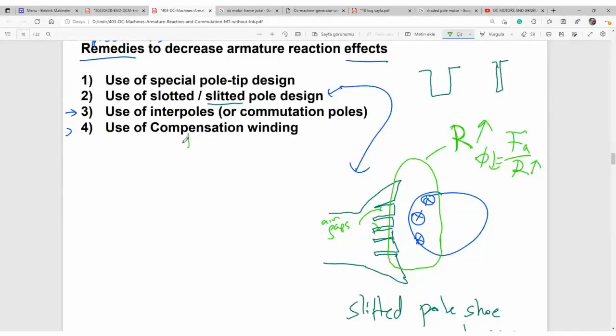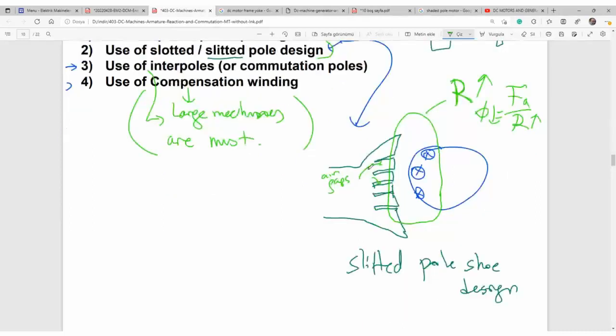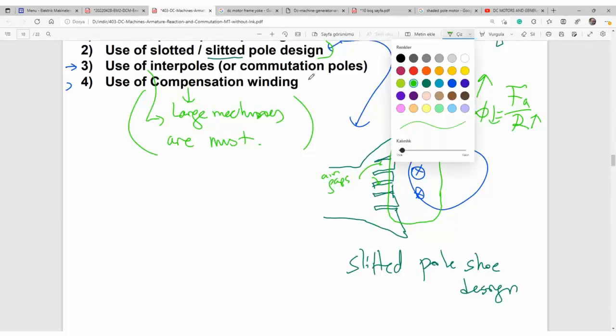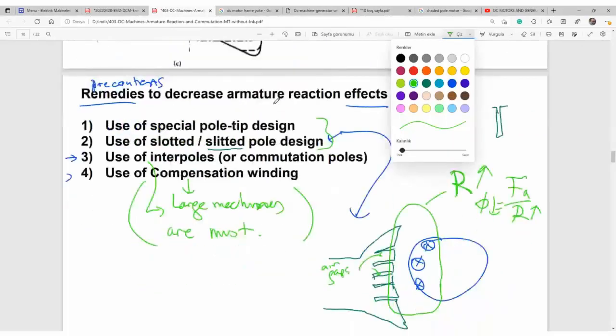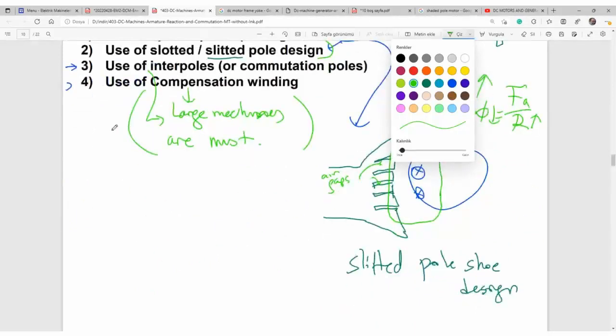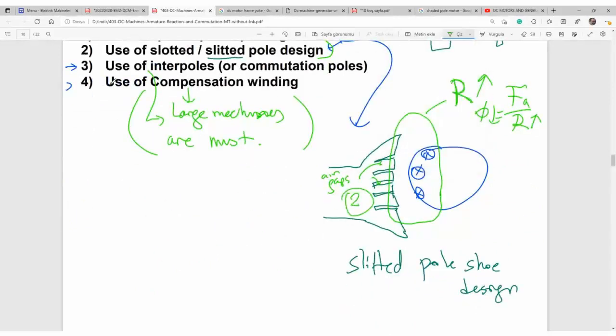In large machines, those two are a must. But in history, those two were also used. Now, for example, you can also make some other use of special pole tip design. Okay, what does it mean? That is the second solution, slitted core.